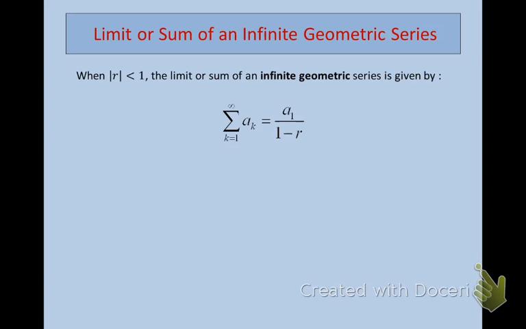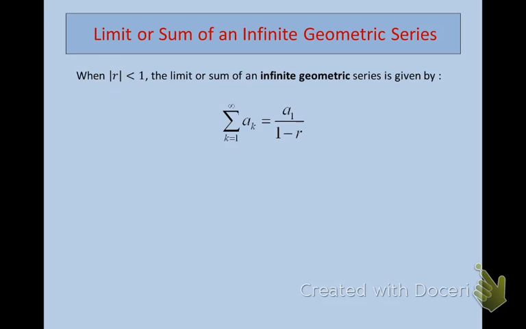Limit, the sum of an infinite geometric series. Okay, so a geometric series will only converge if the absolute value of the common ratio is less than 1. That's the only time it's going to converge. Think about it. If you're multiplying by a number that's bigger than 1, your number is growing, right? If you're multiplying by a fraction less than 1, your number is shrinking. So your limit converges to a specific number only if you have a shrinking ratio.